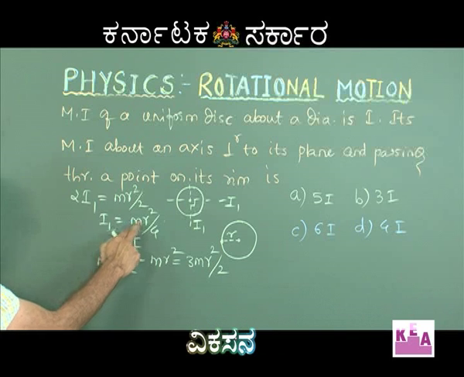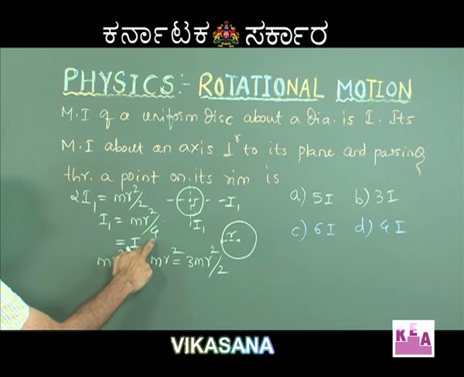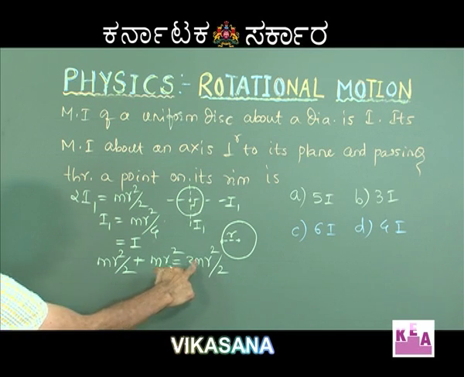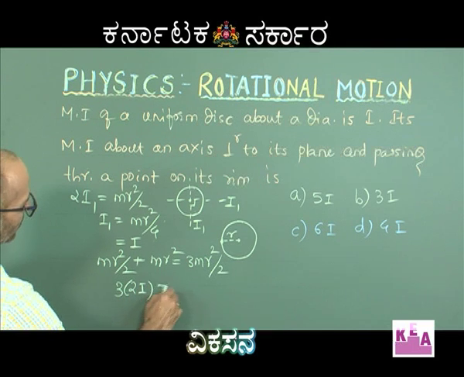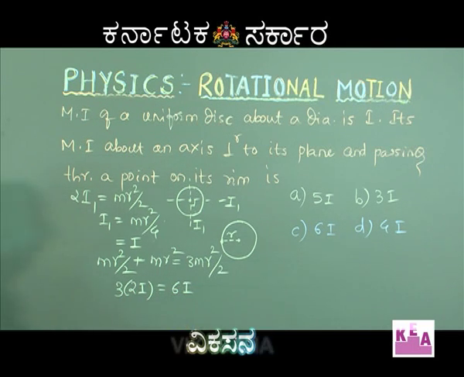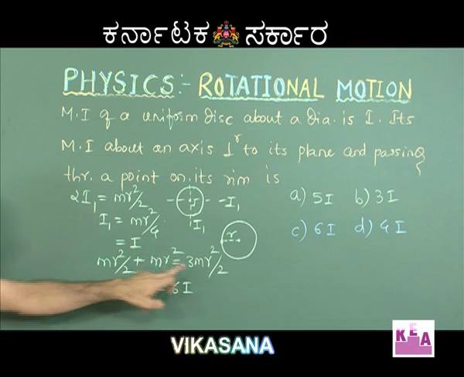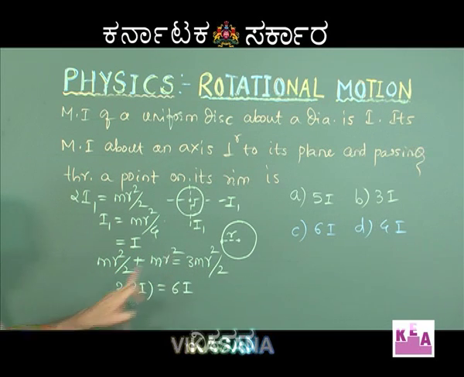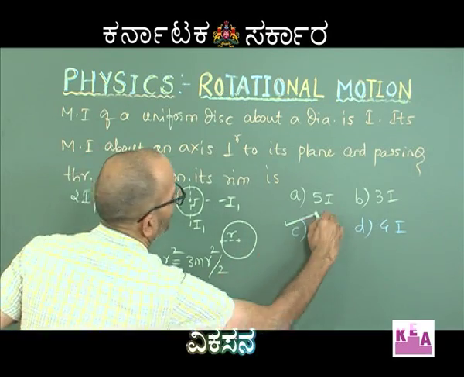So, what I will do is, I will try to get the value of mr square from here. I is mr square by 4. So, mr square by 2 is 2I. Mr square by 2 is 2I. Therefore, 3 into 2I makes the answer 6I. See, mr square by 2 is 2I. So, instead of mr square by 2, if you substitute 2I here, the answer is going to be 6I. So, what is the answer? C is the correct answer.